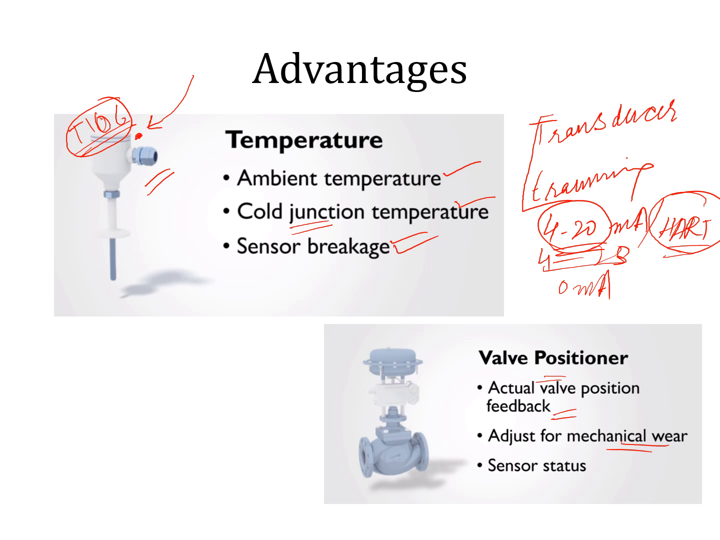And HART will keep telling us its digital status, either 1 or 0. 1 means it is working fine, 0 means there is some problem. So these are some of the advantages, individually, transmitter wise.